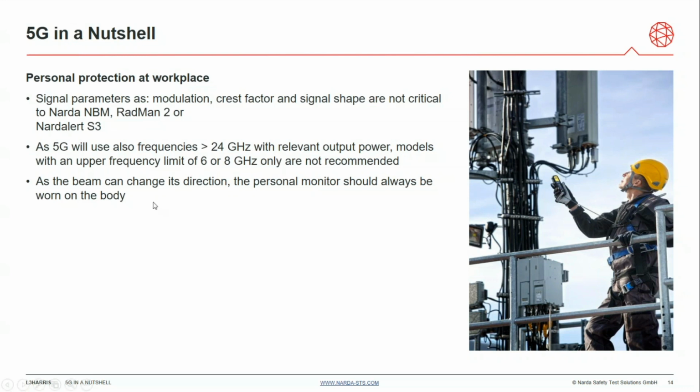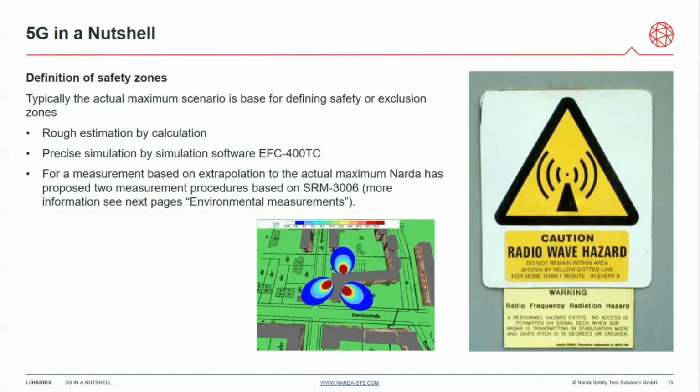As the beam can change its direction, it is of course necessary that the personal monitor should always be worn on the body, because only if it's worn on the body, here the new model Redman 2, you can make sure that body reflection is addressed in a correct manner, by help of the reflective or attenuation foam which we are using in the fixture of the Redman on your body. Definition of safety zones is of course still an ongoing task.